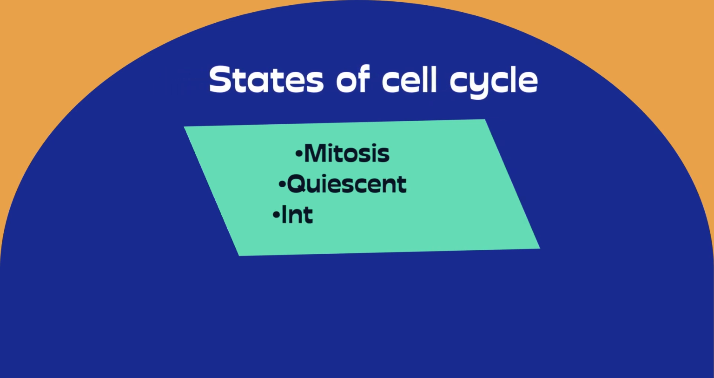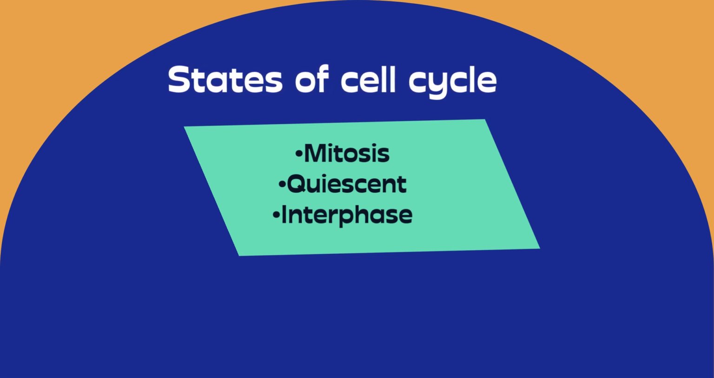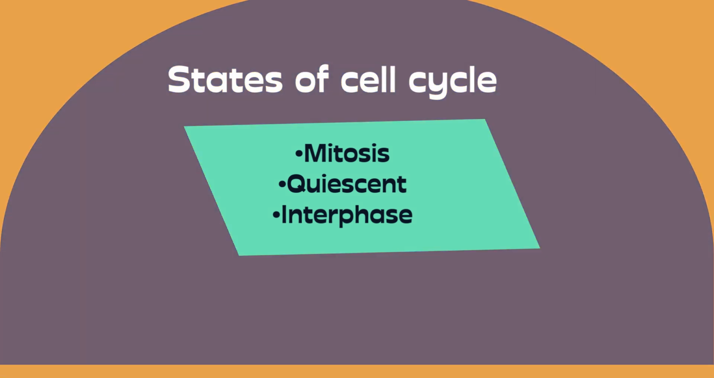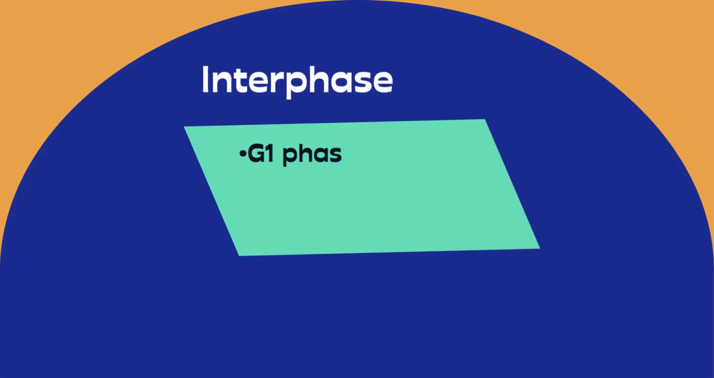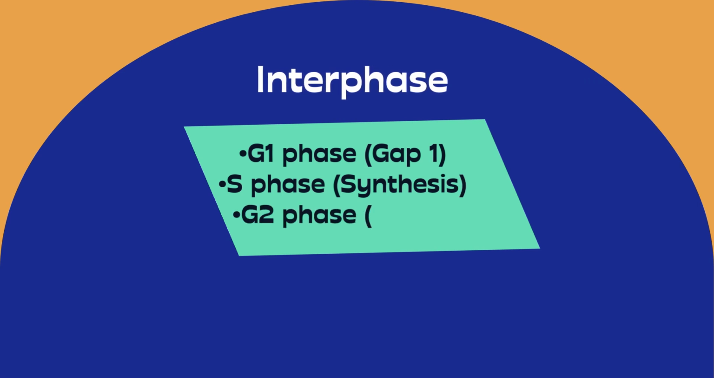Okay, there are three states of cell cycle. They are mitosis, quiescent, and interphase. First of all, we have interphase. It includes G1 gap phase, S phase which is known as the synthesis phase, then we have G2 phase which is known as gap 2 phase. Interphase is also known as preparation phase. The cell spends most of its time here.